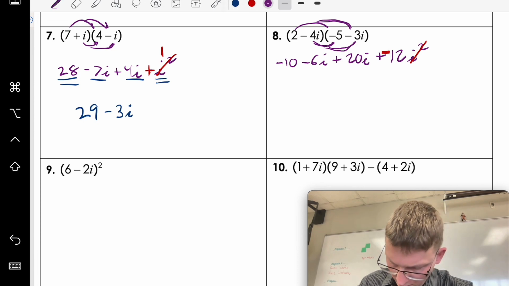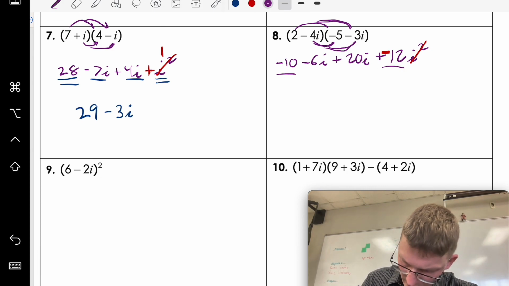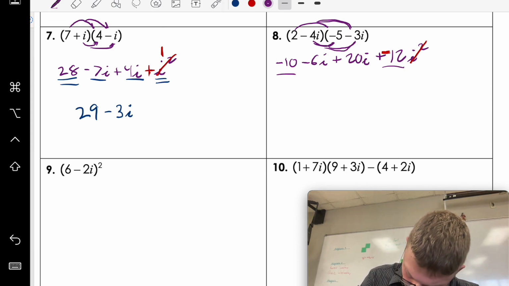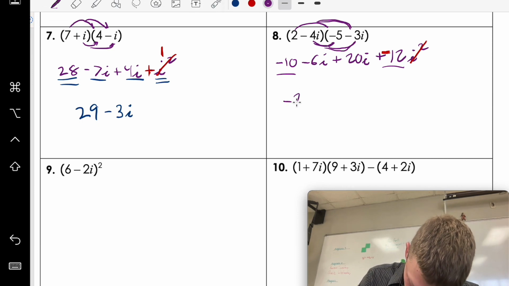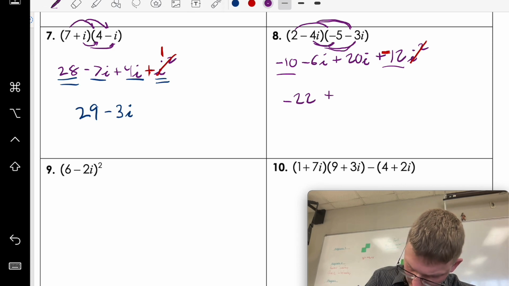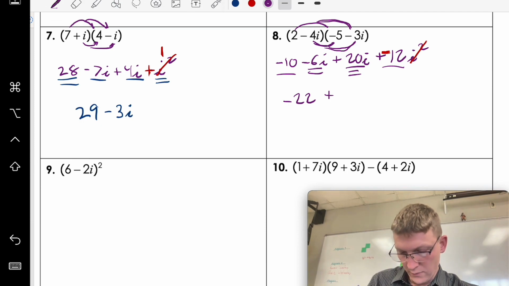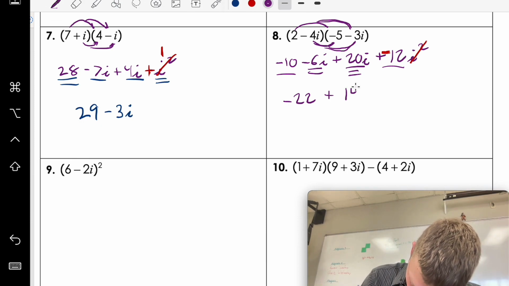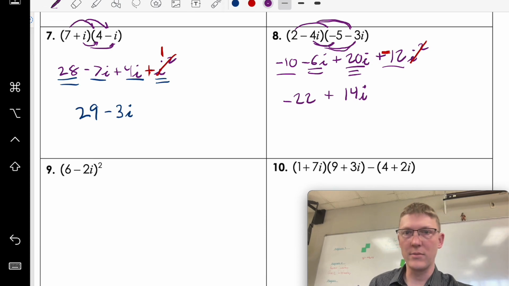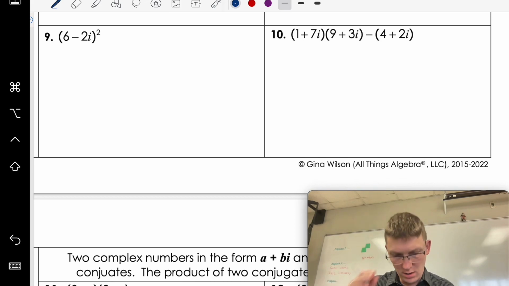And let's see what else we got. We've got a negative 12 and a negative 10. So we're going to have negative 22 plus, got a 6i and a negative 6i and a 20i. 14i, right? Right.